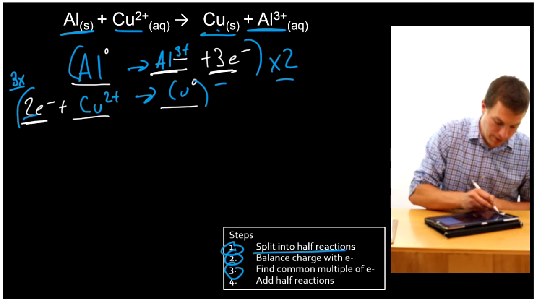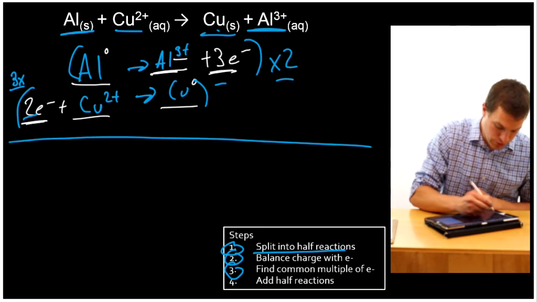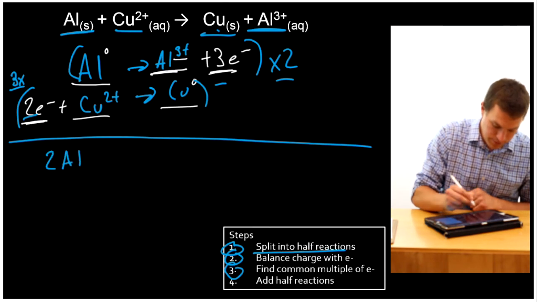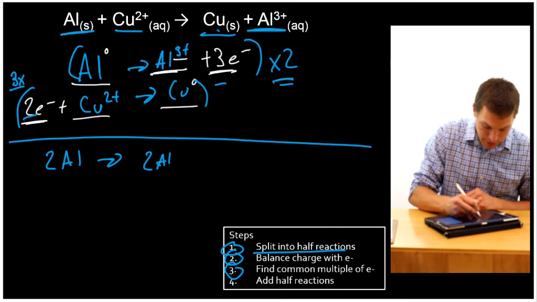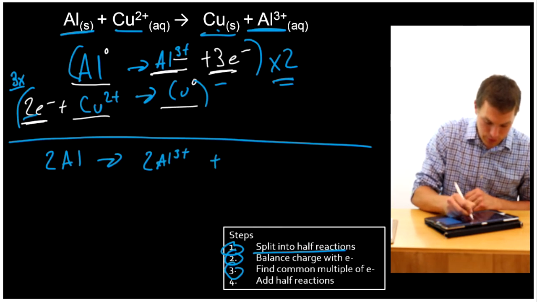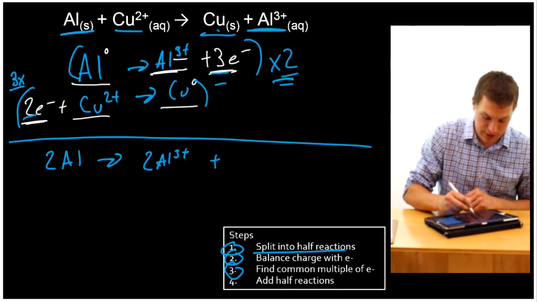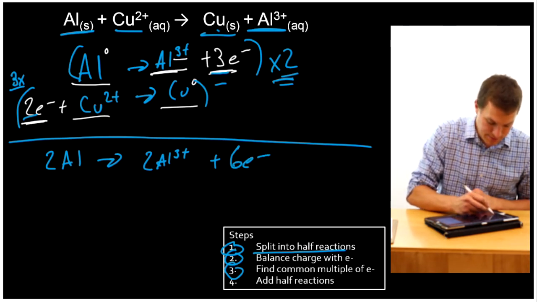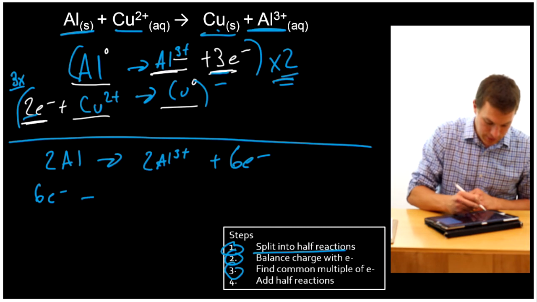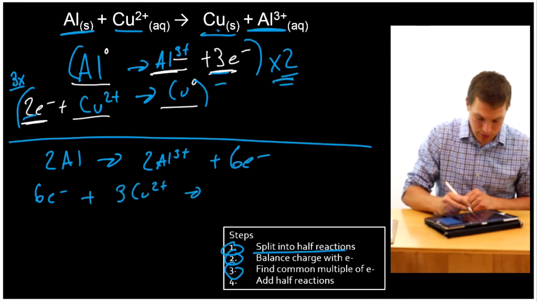So we just want to make the numbers of electrons on each side the same. Now I'm going to rewrite my reactions down here. So first we'll rewrite the aluminum. 2 aluminum, that's because we multiplied the whole thing by 2. Goes to 2 aluminum 3 plus, 3 times 3, or 2 times 3 electrons gives me 6 electrons. Now I'm going to rewrite my copper half reaction. 6 electrons plus 3 copper 2 plus goes to 3 copper neutral.